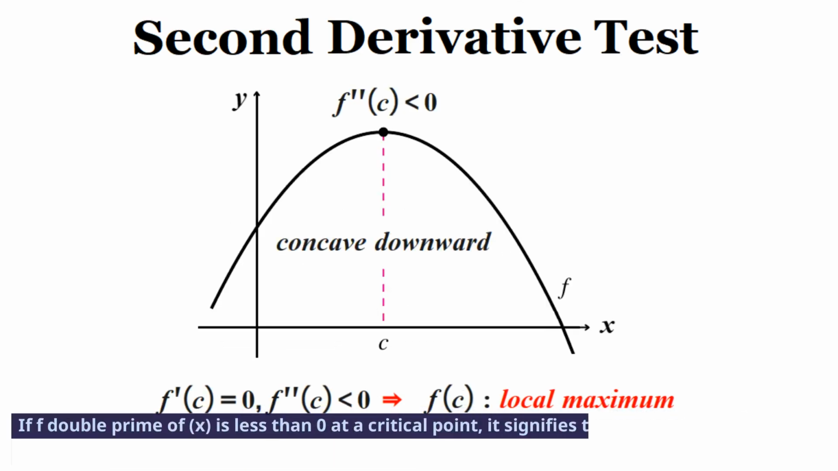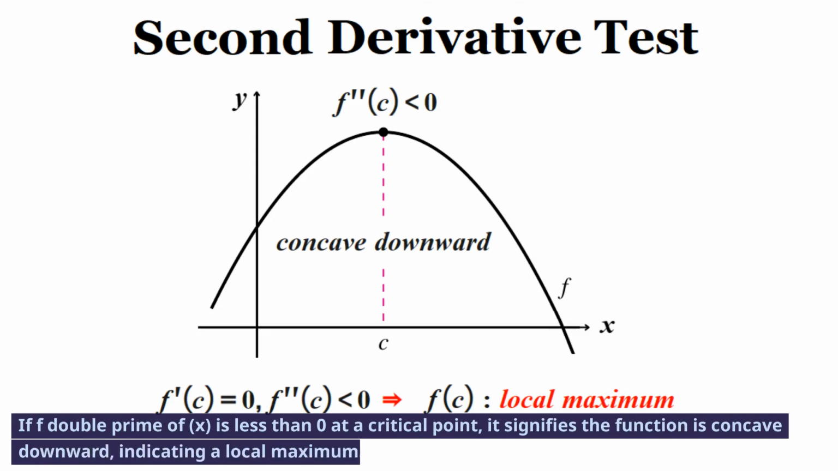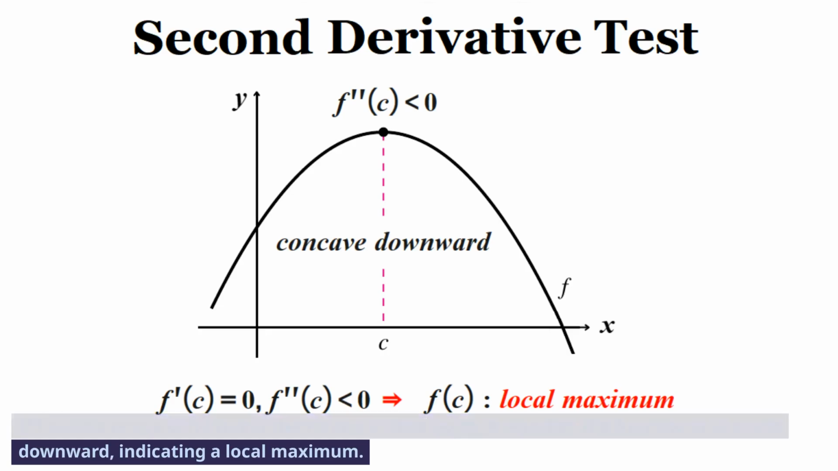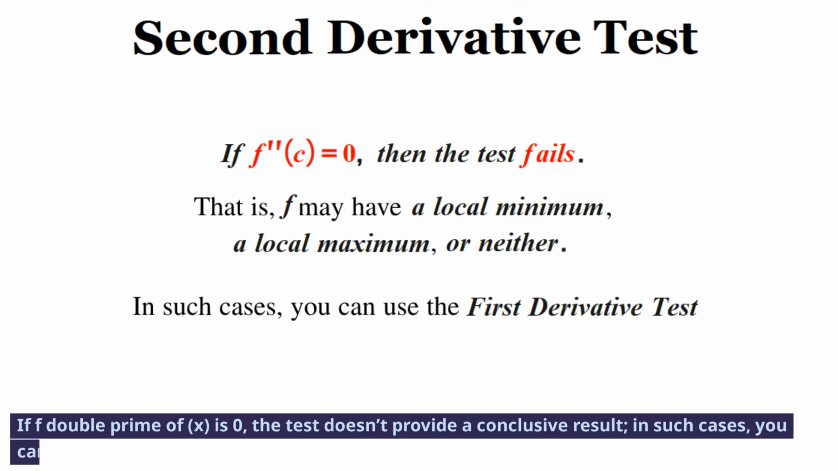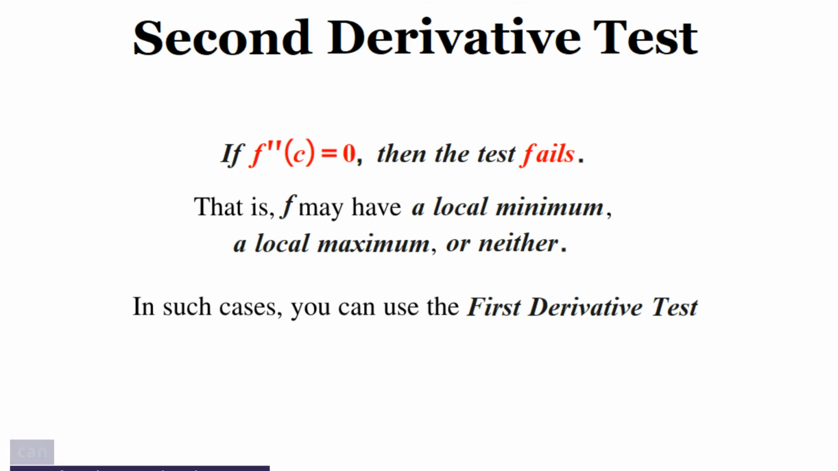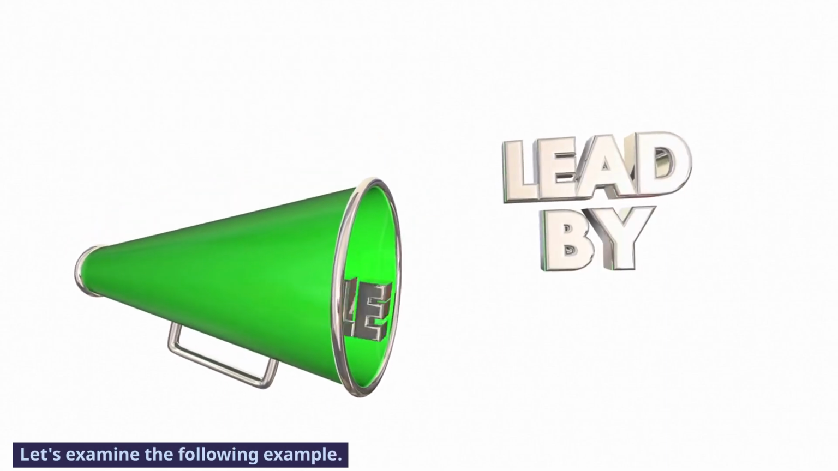If f double prime of x is less than 0 at a critical point, it signifies the function is concave downward, indicating a local maximum. If f double prime of x is 0, the test doesn't provide a conclusive result. In such cases, you can use the first derivative test. Let's examine the following example.